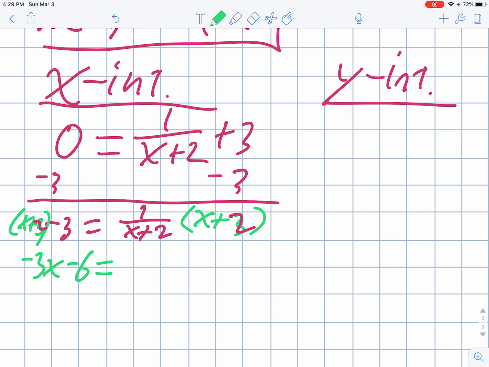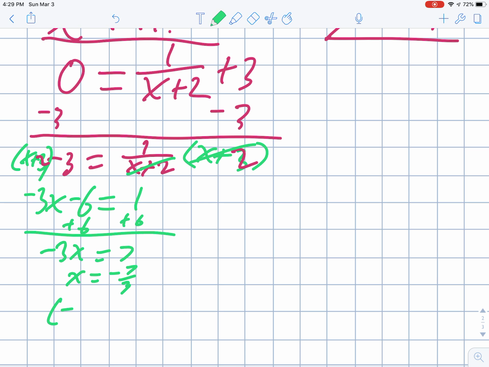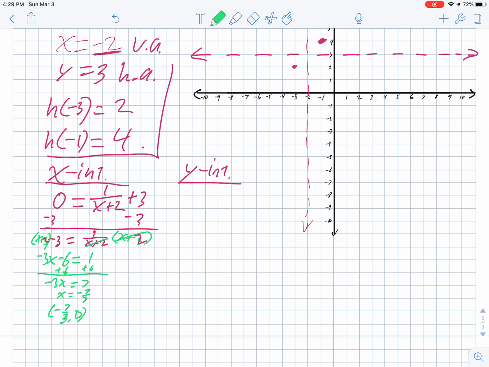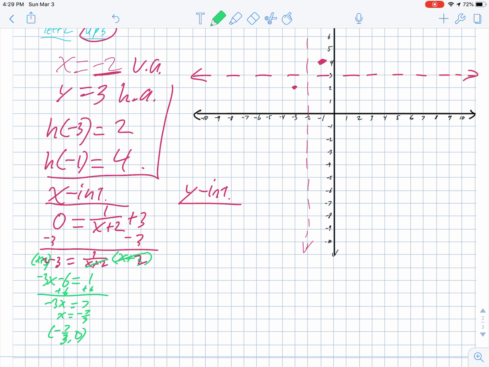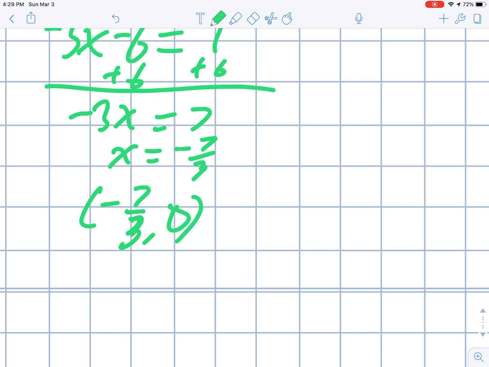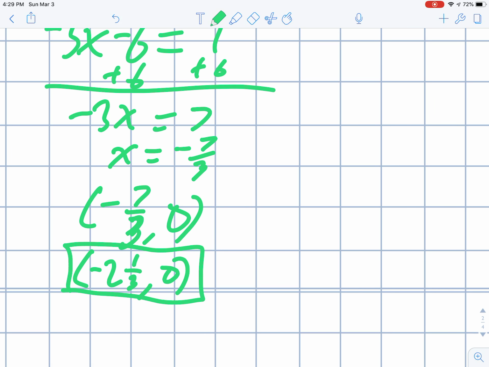Okay, moving on. And so the x plus 2's over there cancel, leaves us with 1. We can add the 6 to both sides. We get negative 3x equals 7. Divide by negative 3, and x equals negative 7/3. So our x-intercept is negative 7/3, comma, 0. If I look on the graph, I want to see if this actually makes sense. In fact, it's probably a good idea to write that as a mixed number. That's negative 2 1/3, comma, 0. That's probably a better way to describe it.